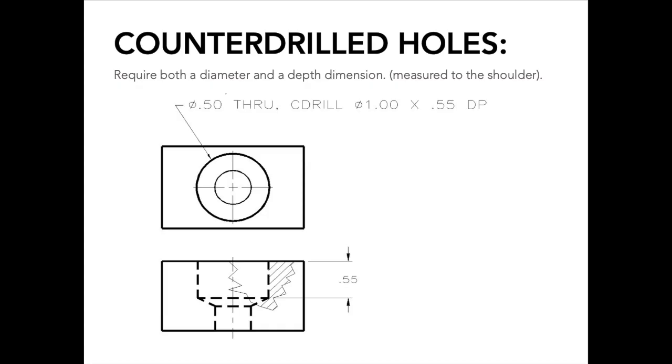Counter-drilled holes require a diameter and a depth dimension. This is measured to the shoulder. So like the counterbore hole, you're going to give all this information, however you're going to notate that it is a counter-drilled hole instead, because it's measured to the shoulder and it has this slight angle inside the hole itself.